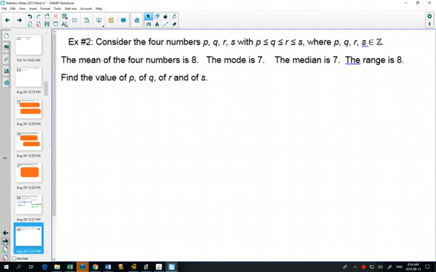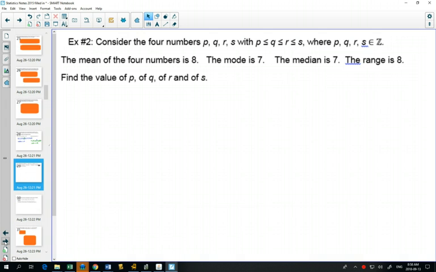This is a problem-solving question. Take a couple of minutes and see how much of it you can figure out. So we're having 4 numbers, P, Q, R, and S.